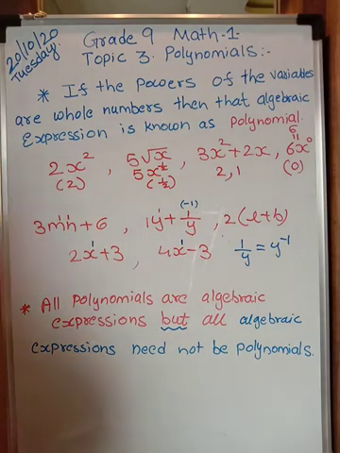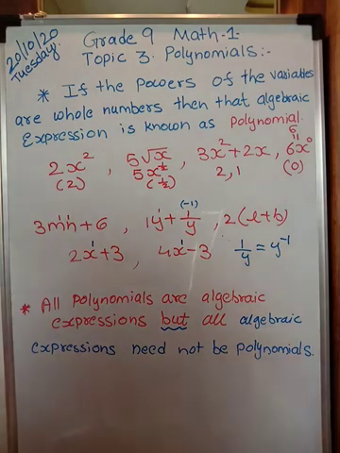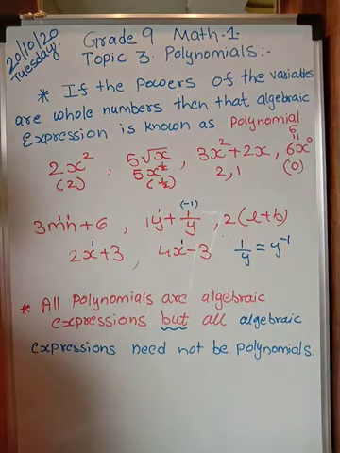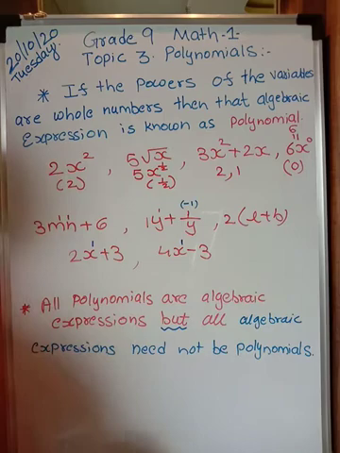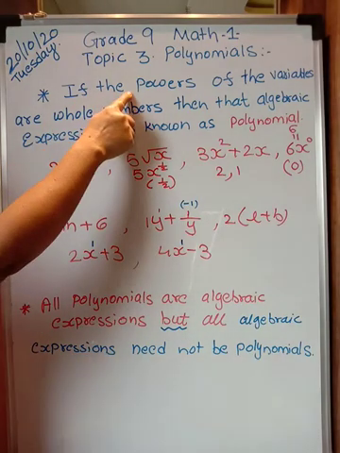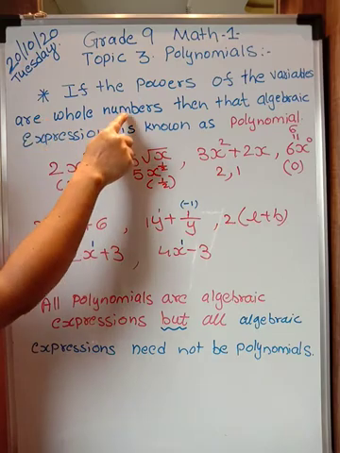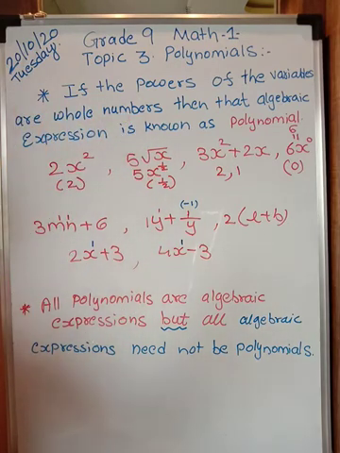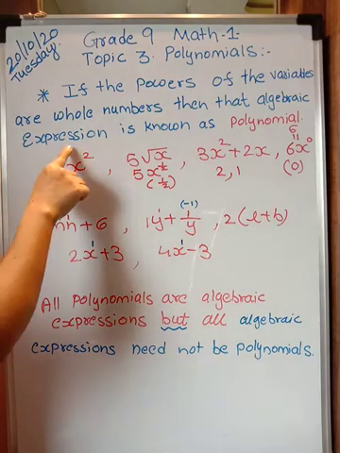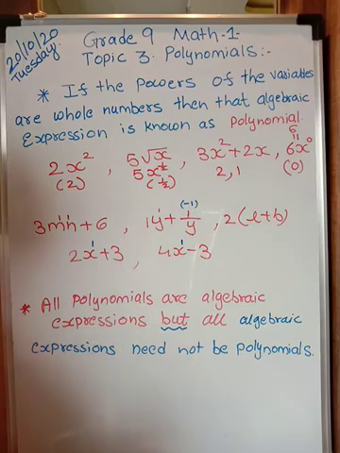So first we have written algebraic expressions and then I have written all the powers. Now let us write which among these are polynomials. Concentrate on the definition of polynomials. If the powers of the variables are whole numbers, meaning 0, 1, 2, 3, 4, all of these are whole numbers, then that algebraic expression is known as a polynomial. That means power should be a whole number.